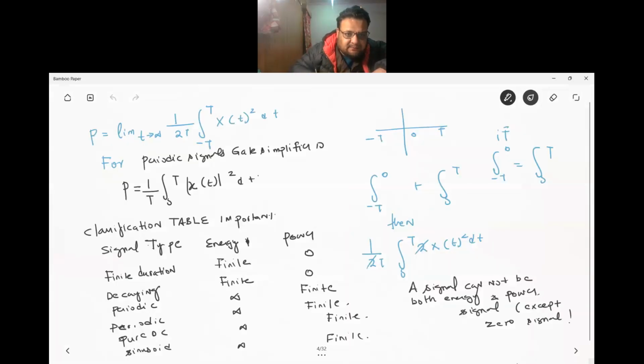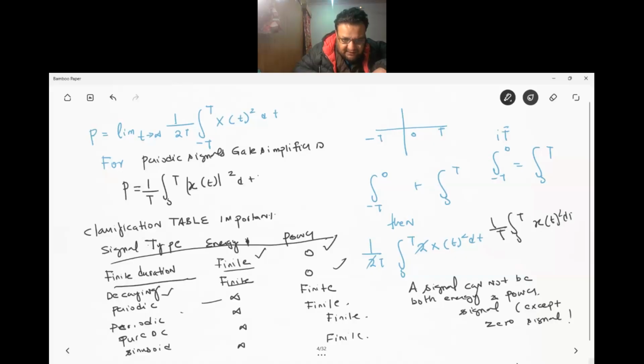Here you can see this is your minus T to T. So I can write this in this form: 1/T, integral from 0 to T, of x(t) squared dt. Okay, so now the classification table, signal type and all that. A finite duration signal, an energy signal, will have finite energy, and the power of an energy signal would be 0. A decaying exponential has finite energy, so its power is 0.